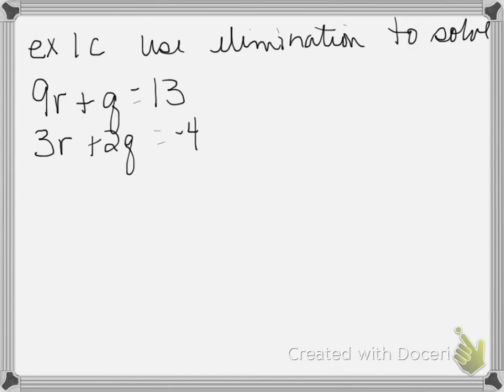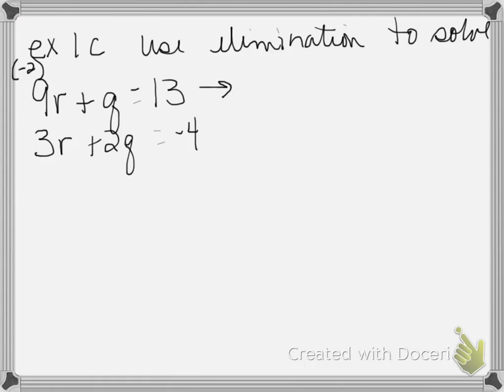Example 1C, I need to have opposite coefficients. Now let's look at this. If I wanted my r's to be opposite coefficients, I would need to multiply the second equation by a negative 3. Let's look at the q's. If I wanted to get rid of my q's, I would need the first equation to be multiplied by a negative 2. It does not matter which one you do. You get the same answer. So I'm going to multiply the second equation by a negative 2. Excuse me, I'm going to multiply the first equation by a negative 2.